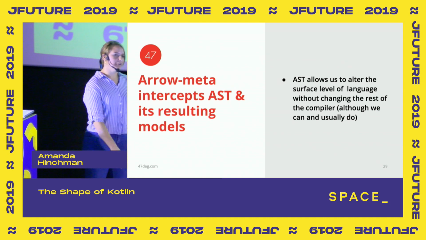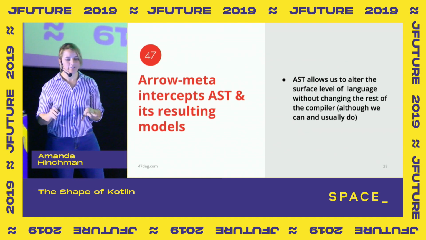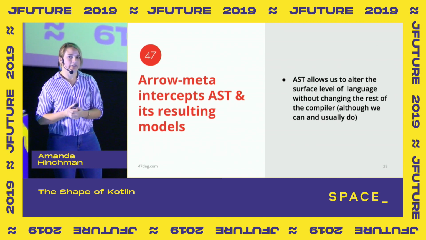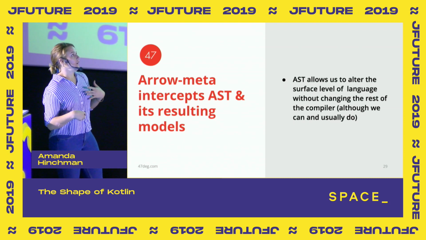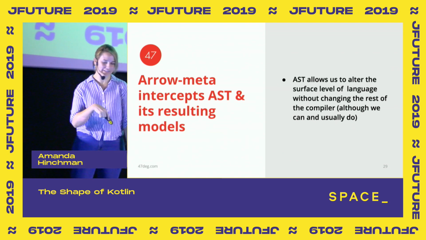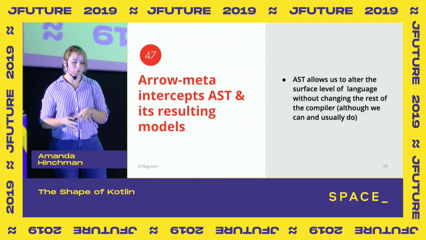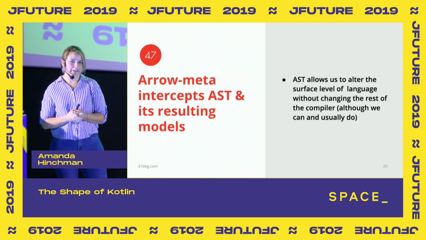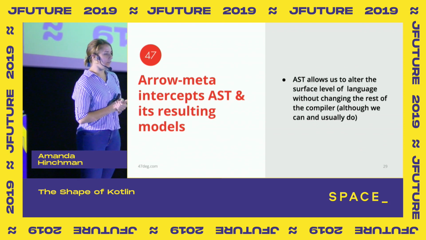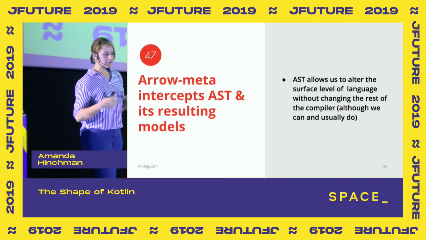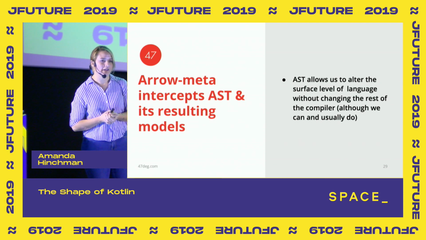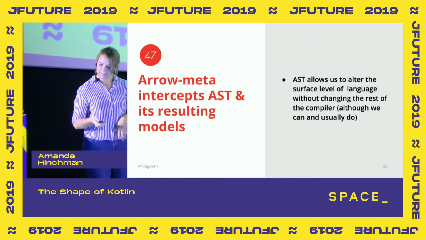All right, so Arrow Meta, at its core, intercepts the AST and its resulting models. By doing that, it's great because the AST actually allows us to alter the level of surface language without changing the rest of the compiler, although in most cases we can and usually do. This is extremely important, not only for Arrow Meta, but really for the community, because the code that we've written has basically created a window to the Kotlin compiler so that other people who might be interested in writing Kotlin compilers can do it with extreme ease.